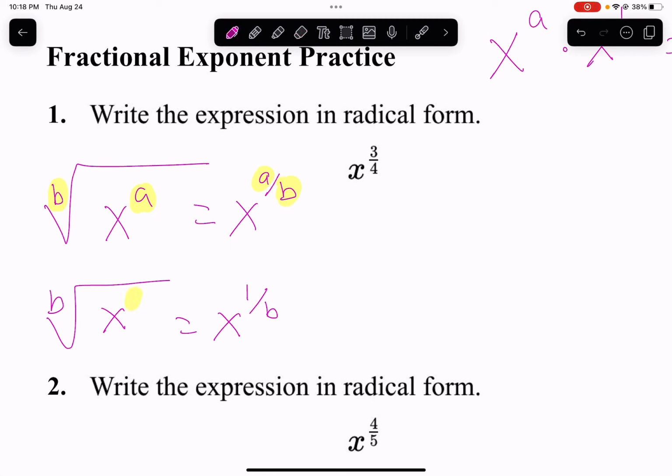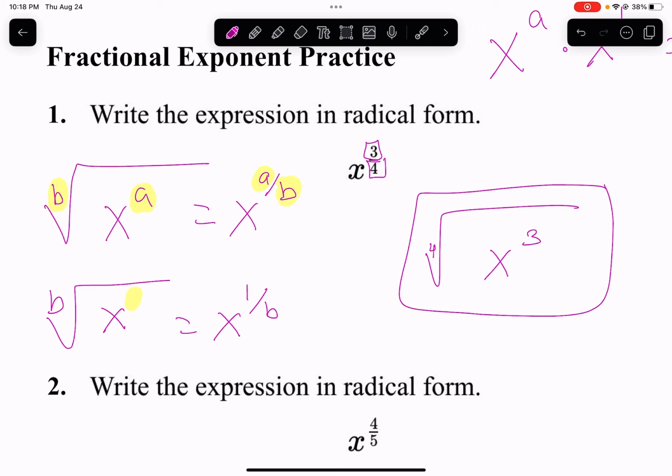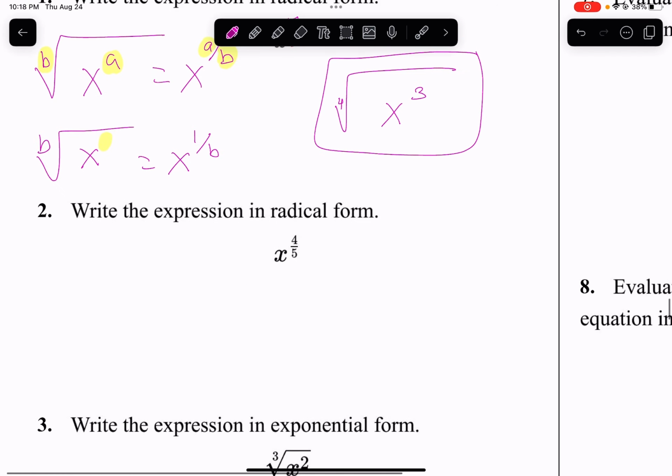So, for example, here on number 1, they want us to write this as a radical, so we're going to write our radical, throw an x there. The 4 in the denominator goes into my radical, and the 3 is the power on my x, and this would be my answer. All right, so this guy here, we got the fifth root of x to the 4th.